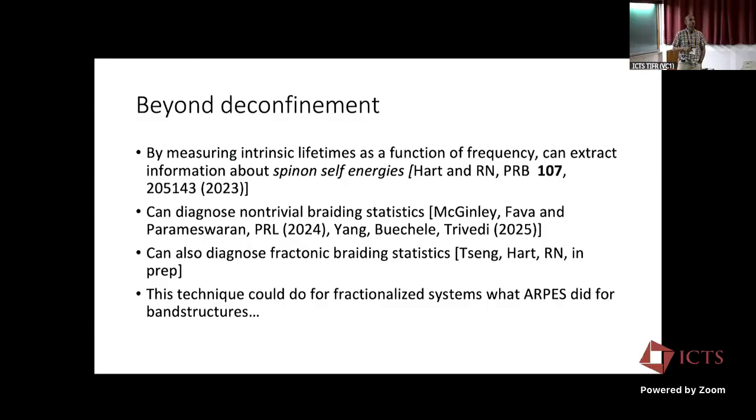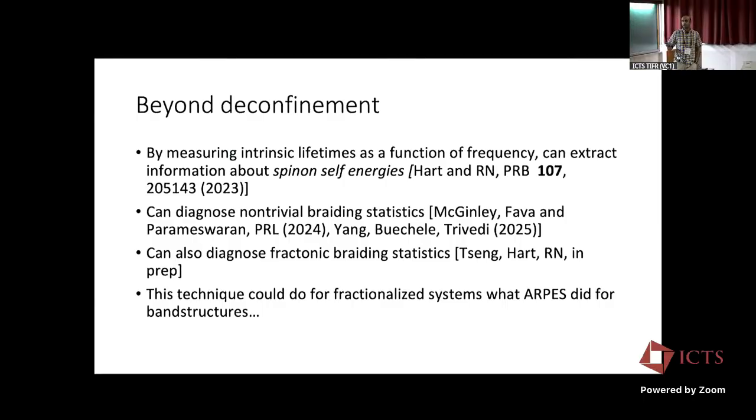Then there were some very nice papers, first from Sid and then from Nandini, explaining how you could use 2DCS with crossed polarizations to detect non-trivial braiding statistics. So if you have fractionalized excitations with braiding statistics which are not just fermions or bosons, then you can detect that with 2DCS. You cannot tell what the braiding statistics are, but you can tell that they're non-trivial, that they're not just bosons or fermions. You can also detect braiding statistics in fracton phases. That's something we're currently in the process of writing up.